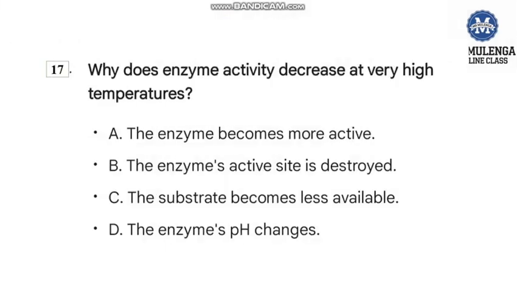So here is our question 17. Our question 17 reads, why does enzyme activity decrease at very high temperatures? So they want us to state why the enzyme activity decreases at very high temperatures. So here the enzyme activity is going to decrease at a very high temperature because the enzyme's active site is going to be destroyed, just like I was explaining.